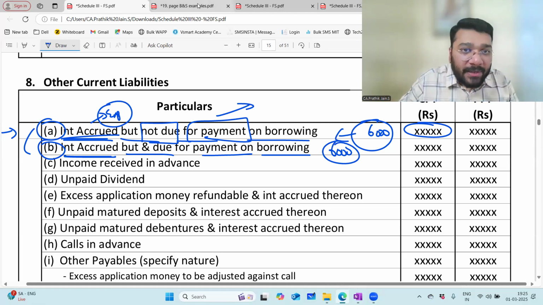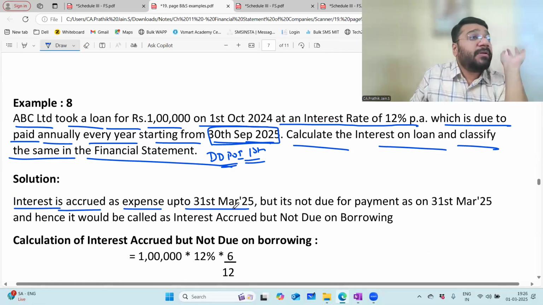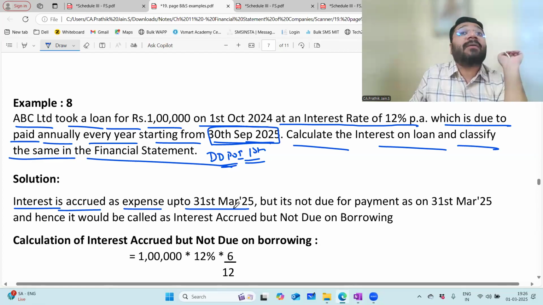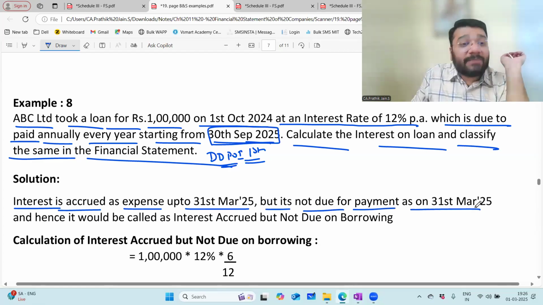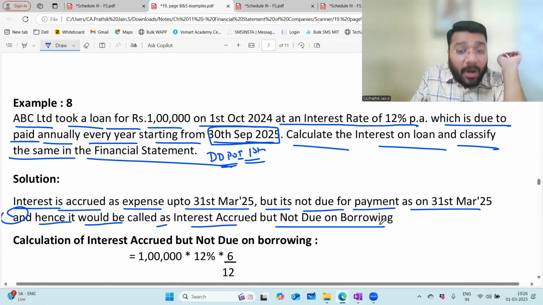So I'm taking one example for this. Before that, interest is accrued as expense up to 31st March 25. Which concept are we following here? Matching principle and accrual concept. But it is not due for payment as on 31st March 25. And hence it would be called interest accrued but not due on borrowing.